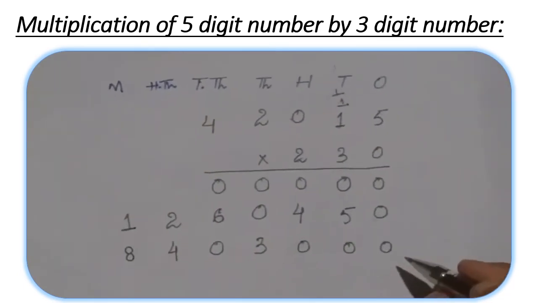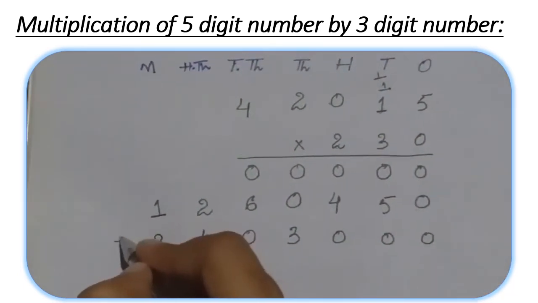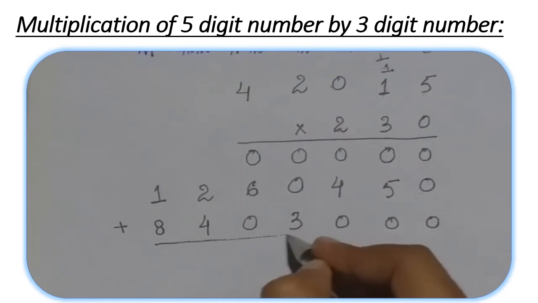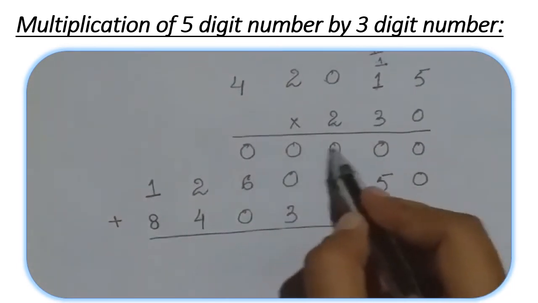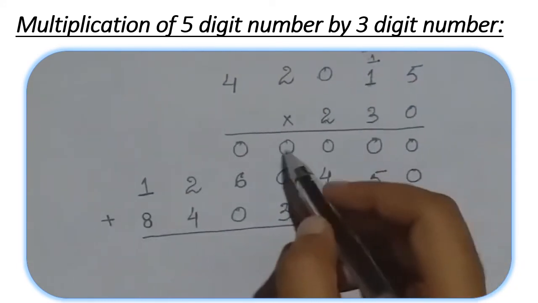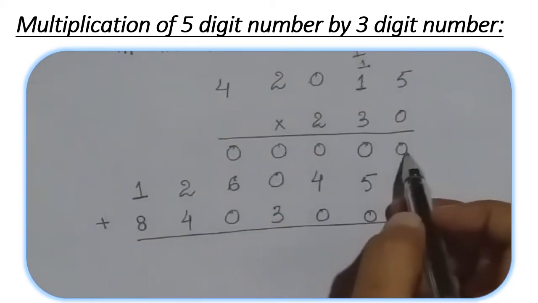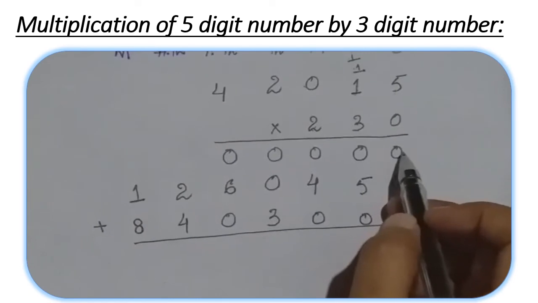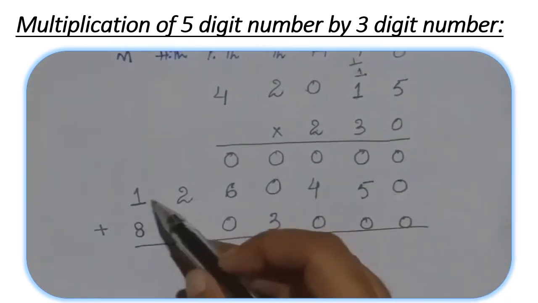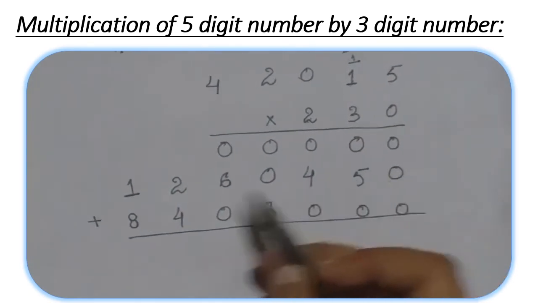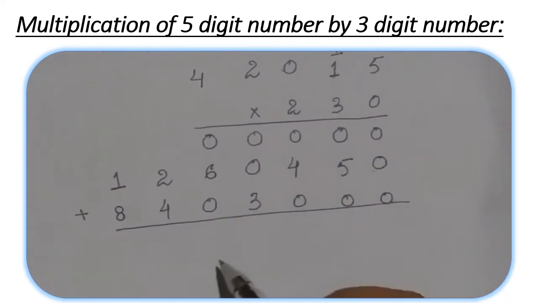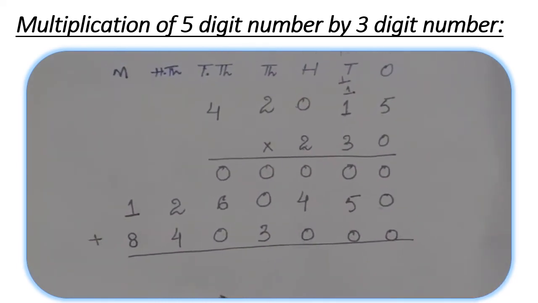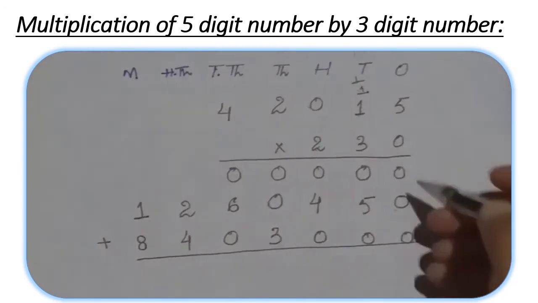In the last, what we will do? We will add all the products. This is the first product which we call the partial product. So this is the first partial product. This is the second partial product. This is the third partial product. And after addition, we will get our final answer, final product. Now let's start the addition.